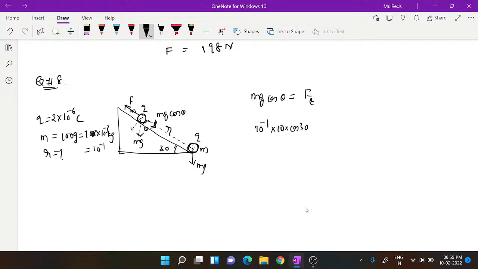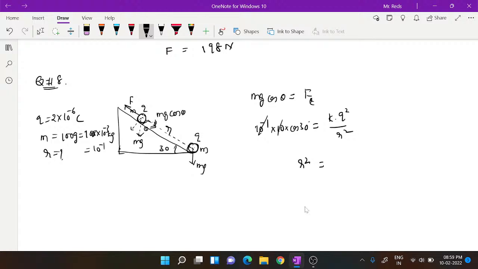Cos 30 is equal to F, which is k into q1 q2 by r square. q1 and q2 are both the same, so it is q square by r square. We want to find out what this r square is. So for r square, this is 10 power minus 1, 10 power plus 1 cancel out, and cos 30 is root 3 by 2. If you bring this r square here, you can write r square is equal to numerical values they have given. Options are given as numerical values. First option 27 centimeters, second option 16 centimeters, third option 30 centimeters, fourth option 45 centimeters.